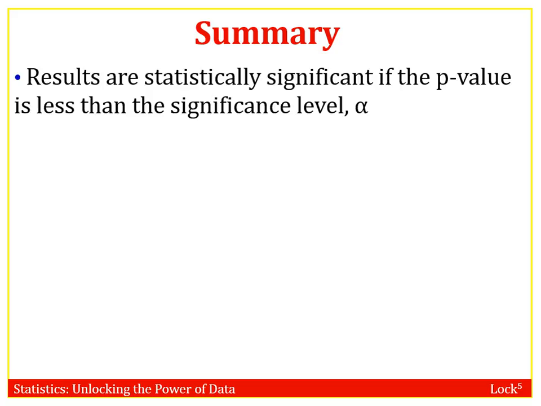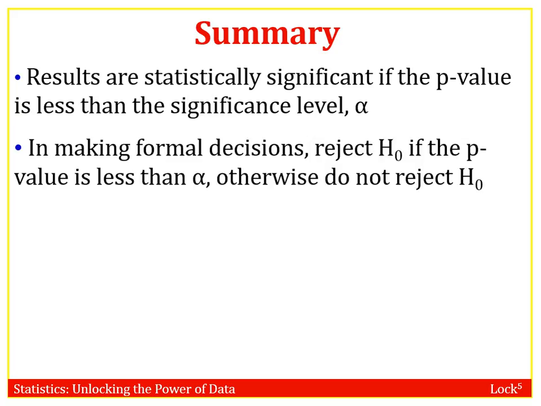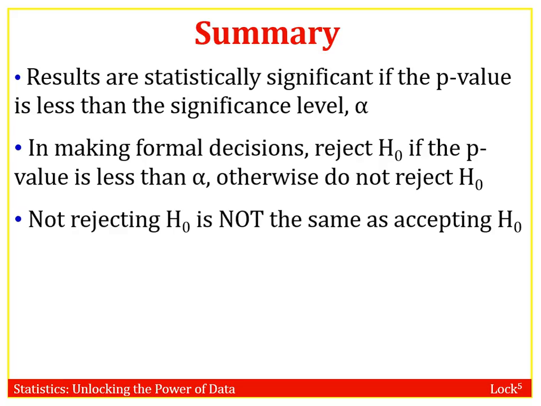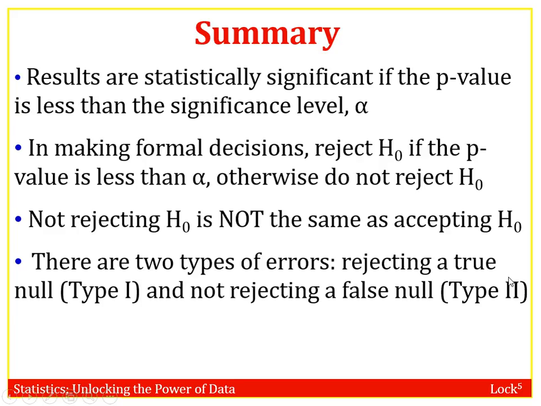So the results are statistically significant if your p-value is less than alpha. We would reject your null hypothesis if your p-value is less than alpha. If that's a false statement, then it's not true and you do not reject. Rejecting your null hypothesis is not the same as accepting it. And then we actually have 2 types of errors, a type 1 error and a type 2 error.